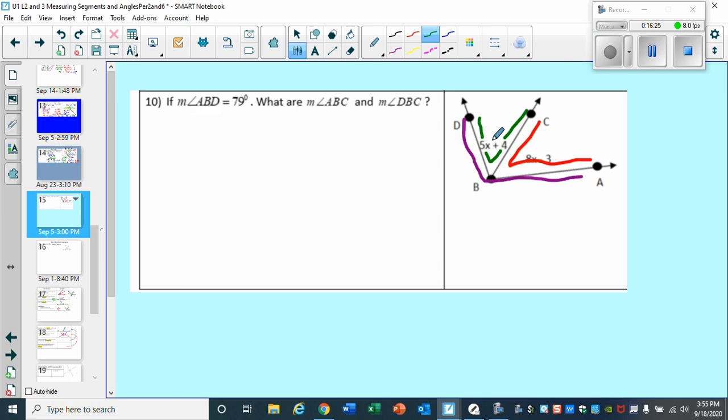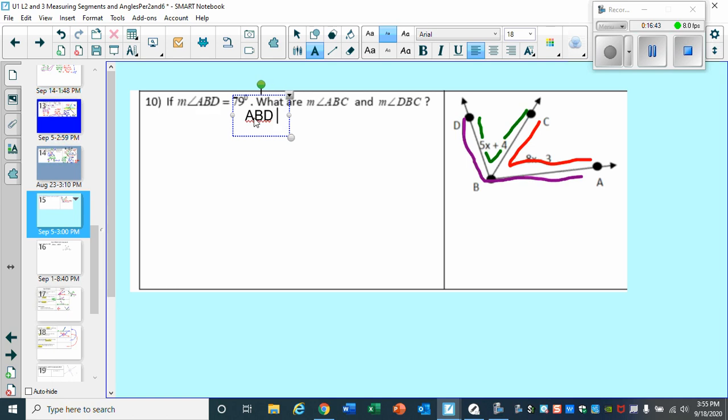So that's our goal here. You can try it. We didn't cover it, but no worries. So that is one way you could try this. I'll just give you the hint. You will set ABD, that's your overall, equal to ABC plus DBC. And it's similar to the previous problem. Substitute and then solve.